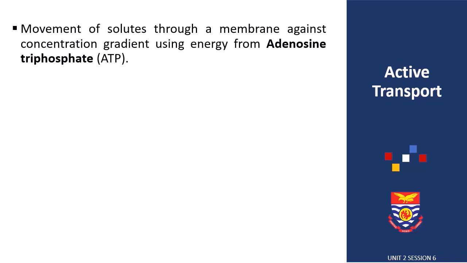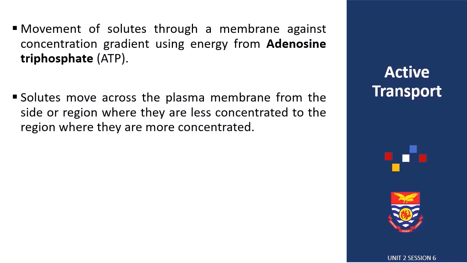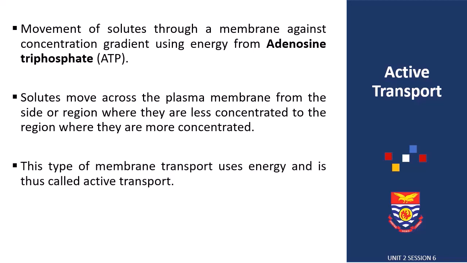For active transport, there is movement of solute through a membrane against the concentration gradient that requires the use of energy in the form of ATP. Some transport proteins, however, move solutes against their concentration gradient. The solutes move across the plasma membrane from the region where they are less concentrated to the region where they are more concentrated. This type of membrane transport, which requires the use of energy in the form of ATP, is referred to as active transport.